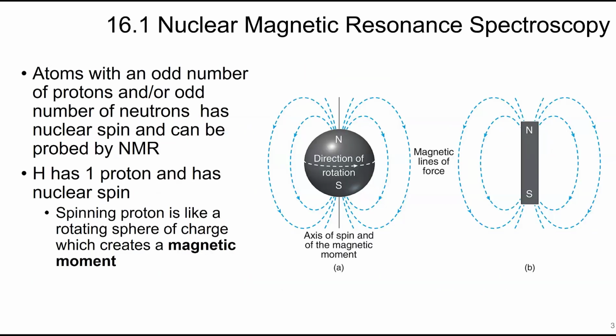Atoms with an odd number of protons or an odd number of neutrons have nuclear spin that can be probed by NMR. So hydrogen has one proton and has a nuclear spin. And the spinning proton is kind of like a rotating sphere of charge, which will create a magnetic moment. So it just keeps spinning, the hydrogen does, because it has an odd number of protons, and it creates this magnetic force that you can see developing around here, kind of like a magnet. So we have this magnet with the north and south poles, and it is generating this force field around it.